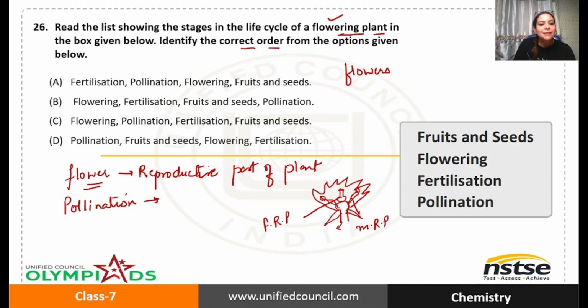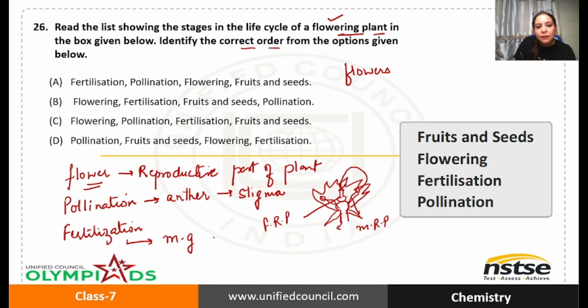Now after flowering, like fully grown flowers developing on the plants, what occurs? Pollination. What do we mean by pollination? Pollination means transfer of pollen from the anther to the stigma of the flower. And after that what occurs? Fertilization occurs. Fertilization means fusion of male gamete with female gamete. And as a result, we get the first cell, that is the zygote, which later transforms into a seed.